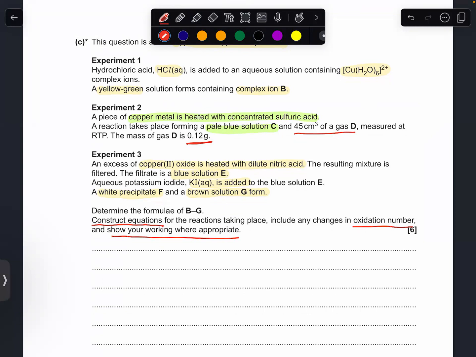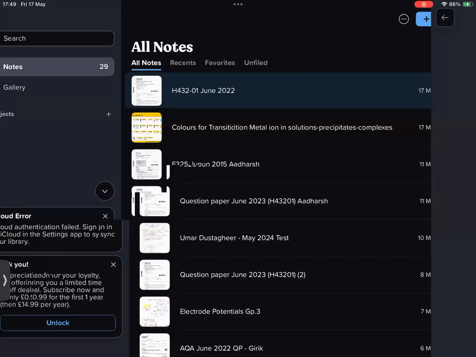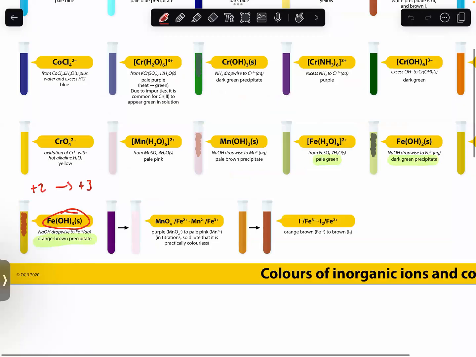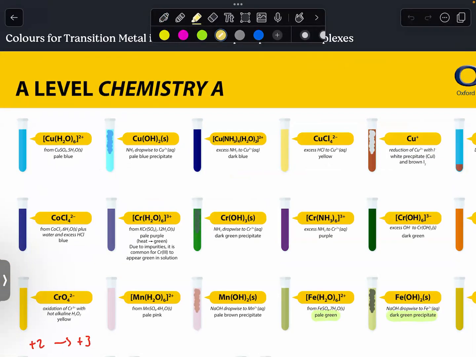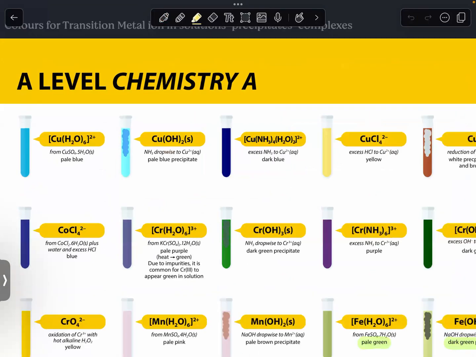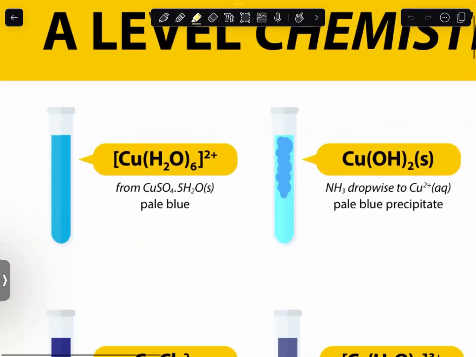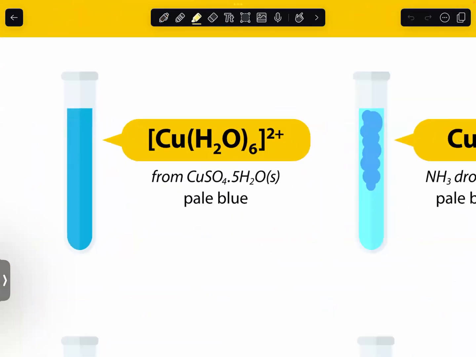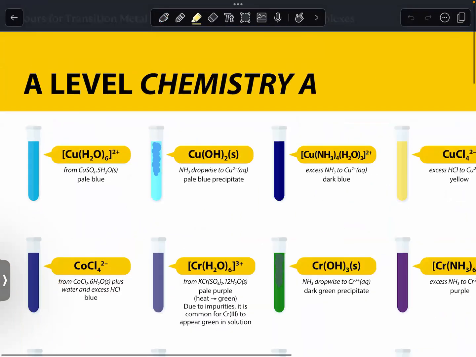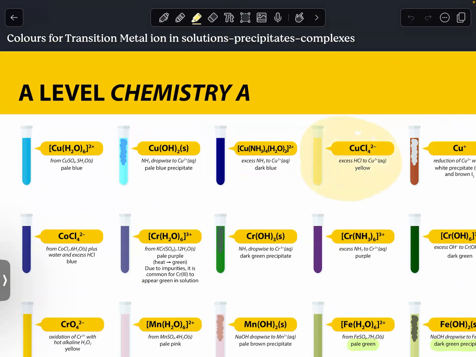You see in experiment 1, you've got hydrochloric acid reacting with a copper complex, which is surrounded by water ligands. Let's have a quick look at our chart. You see, you got this, and we're going to react that with excess hydrochloric acid, and it goes on to give you a yellow solution. So you've got a ligand substitution taking place here.